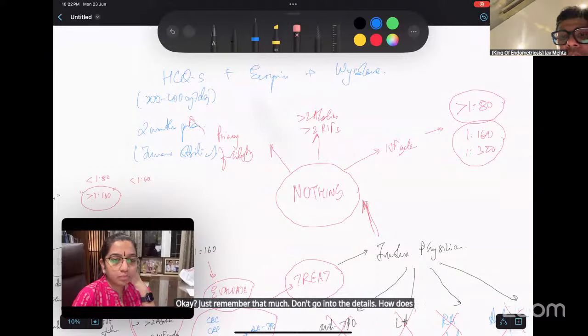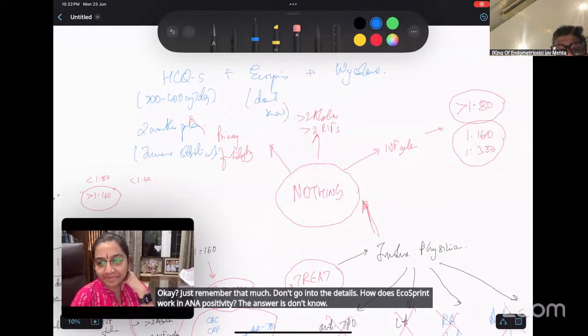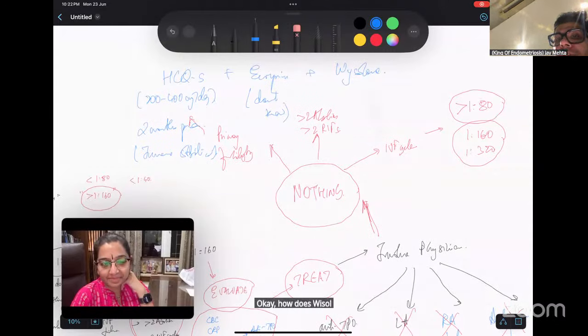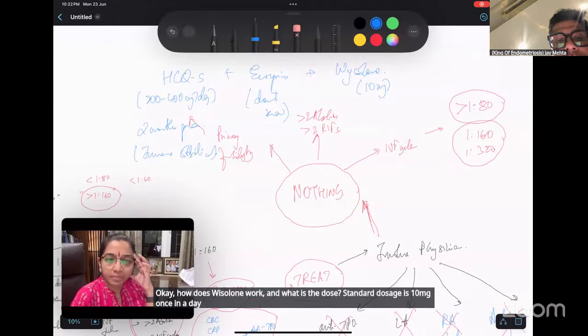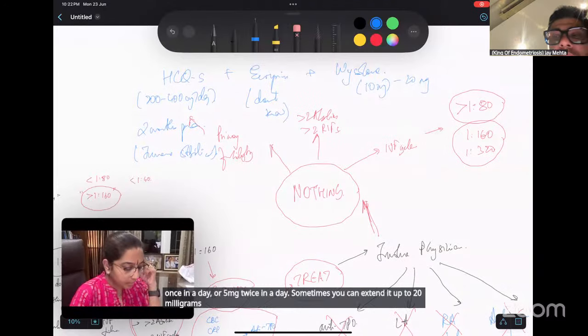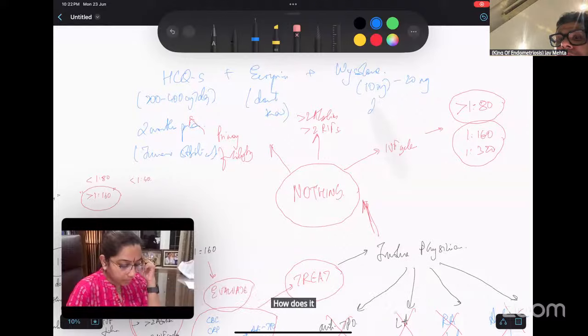How does Ecosprin work in ANA positivity? The answer is don't know. Okay. How does Wysolone work and what is the dose? Standard dosage is 10 milligram once in a day or 5 mg twice in a day. Sometimes you can extend it up to 20 milligrams in a day based on the situation after consulting your physician. How does it work? The answer is don't know.